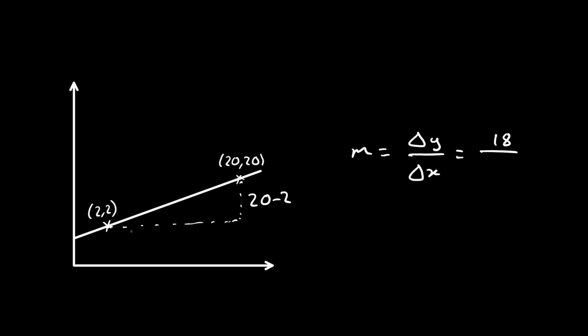What about our change in x? Well, our change in x is 20 minus 2 again, which is still 18. We can do a bit of cancellation. Our gradient is just 1. So we're basically saying for every unit I move across, I move the same distance up as well. So if I move 1 mile across, I move 1 mile up. If I move 2 miles across, I move 2 miles up. This is what a gradient of 1 actually means.